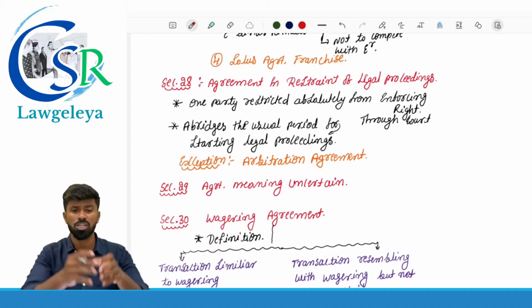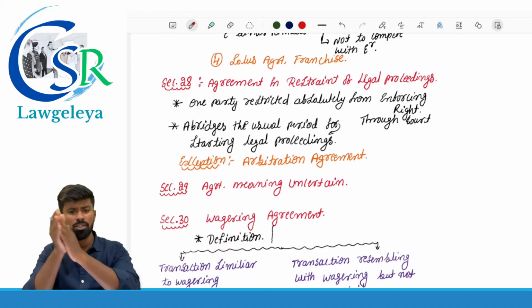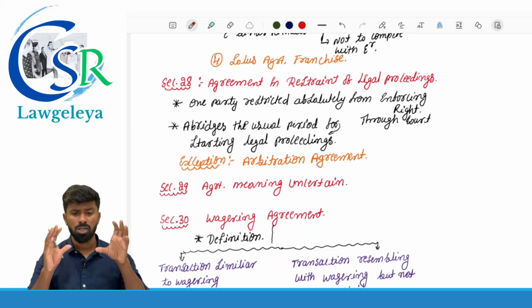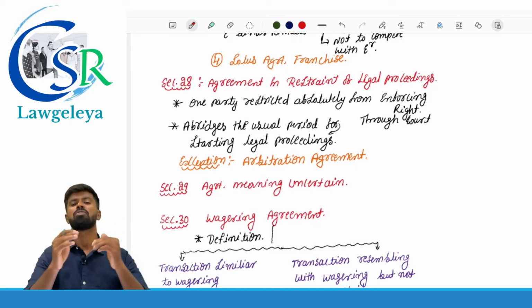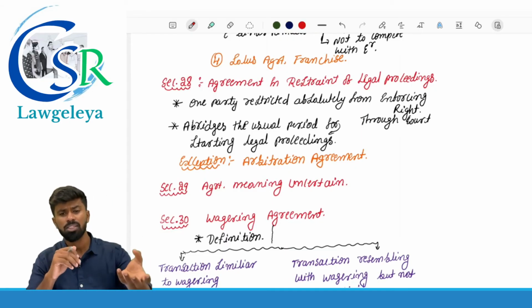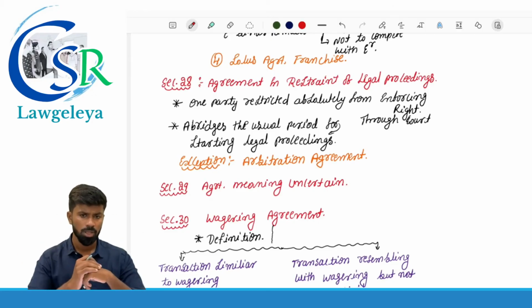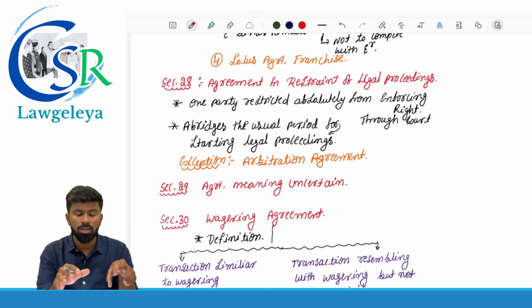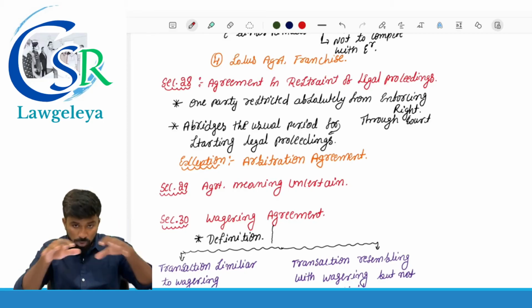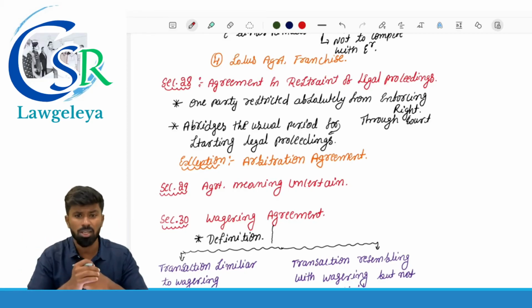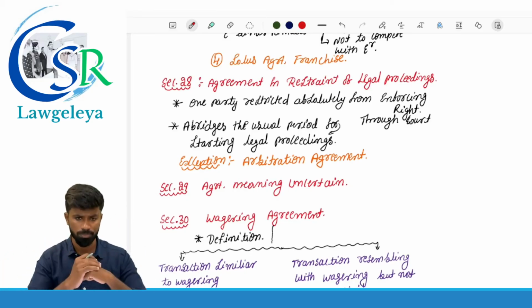Ubi jus ibi remedium. Where there is a right, there is a remedy. Every person has the right to go to the court of law and enforce his right, because a right without a remedy is useless, right? So what if the parties by an agreement restrict themselves absolutely from enforcing the legal right? Is that agreement valid? No, the agreement is void.